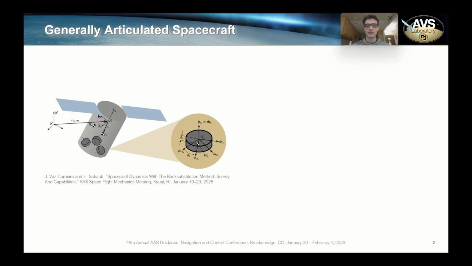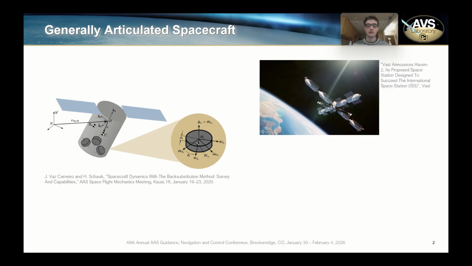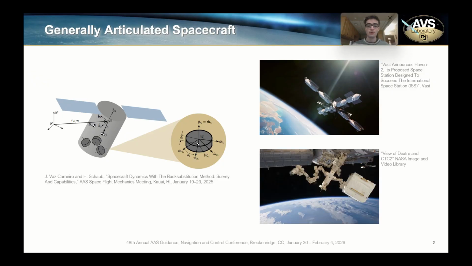As GN&C engineers, we like to think that our spacecraft are point masses or rigid bodies, but the reality is that they are usually more complicated than that. They have solar panels that deploy, they have reaction wheels that rotate, and even in bigger examples, we have space stations with multiple components that move with respect to each other. We have robotic arms now in space. So generally articulated spacecraft are basically composed of multiple bodies, usually rigid bodies, that move with respect to each other through joints or hinges. In robotics they are called multi-body dynamic systems.